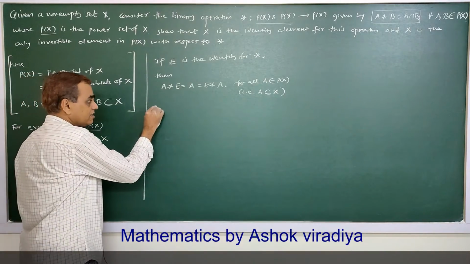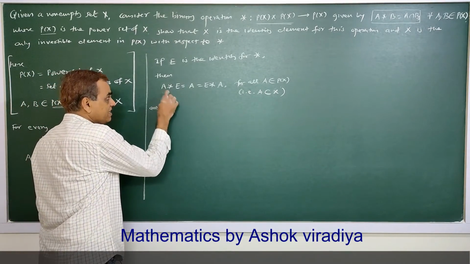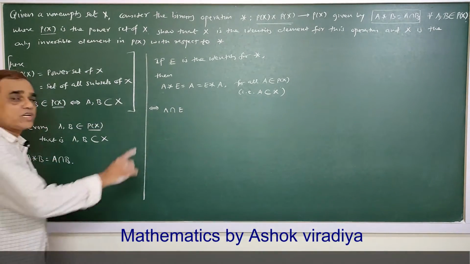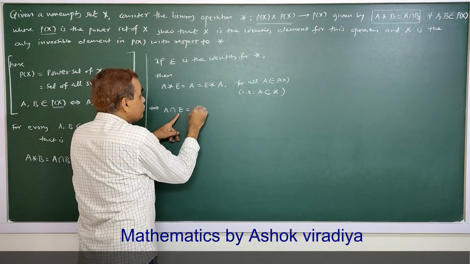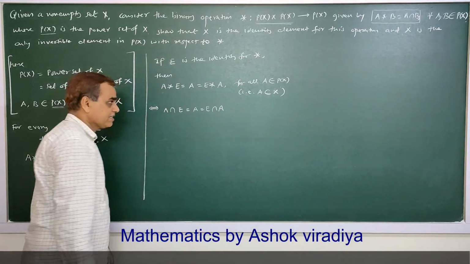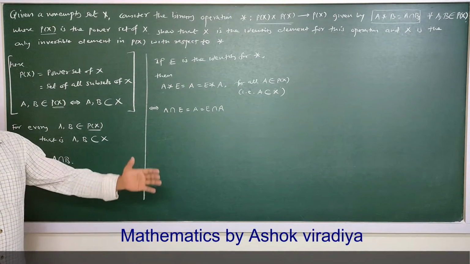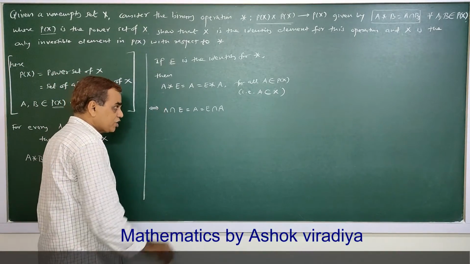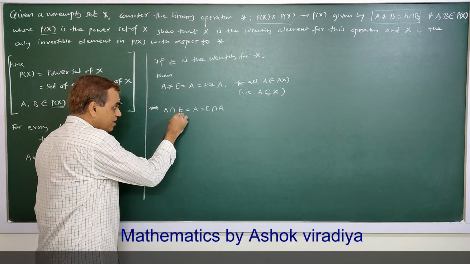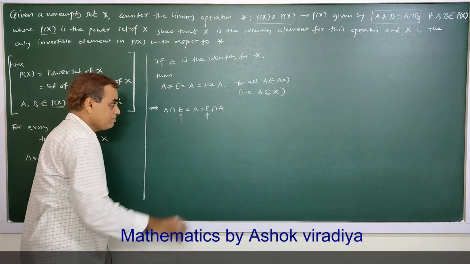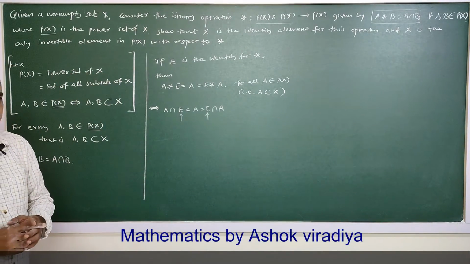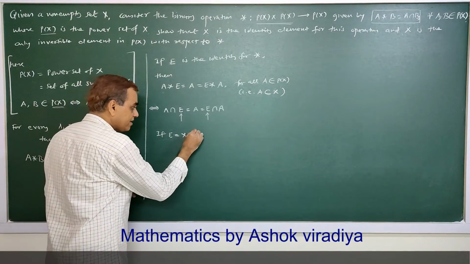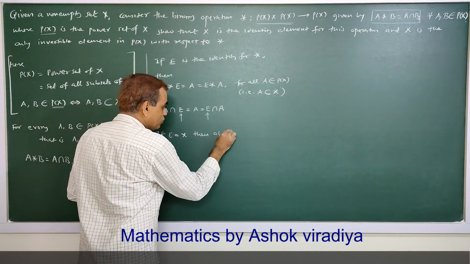That is, this is true if and only if A star B is A intersection B. So A star E is A intersection E equal to A equal to E intersection A. Now see, from properties of set theory, this statement is true if here we replace E by X. If E is X, then the above statement is true.